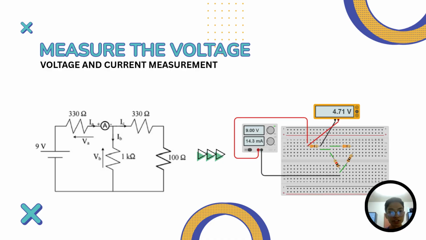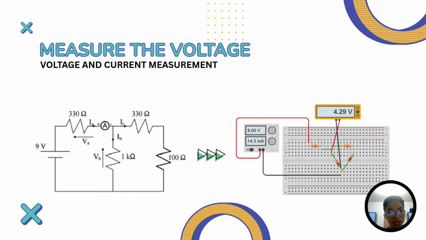Moreover, I also measure the value of voltage by connecting it with the voltmeter. So I obtain the value of voltage A as 4.71 volts. Voltage B is also measured by the voltmeter, with the data of 4.29 volts.